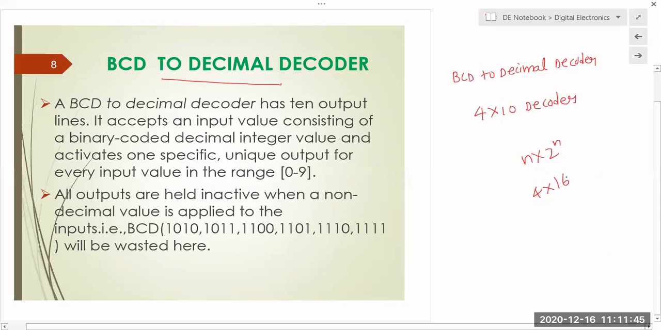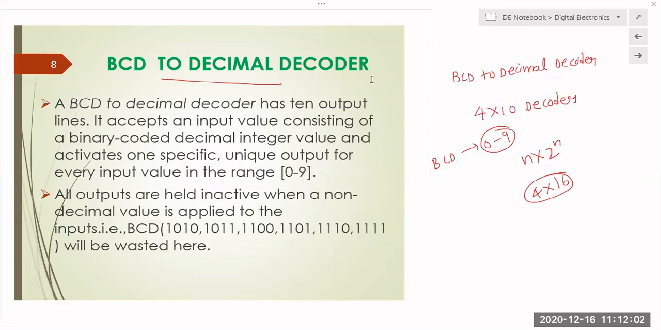But here, what is BCD? BCD is always nothing but 0 to 9. Correct? Earlier we discussed BCD. Now suppose there is 12. What is the binary number for 12?